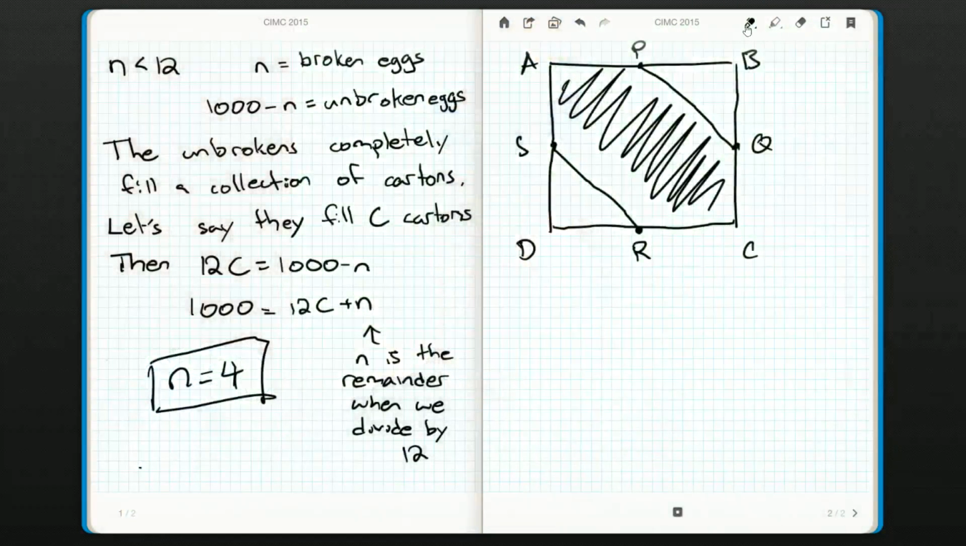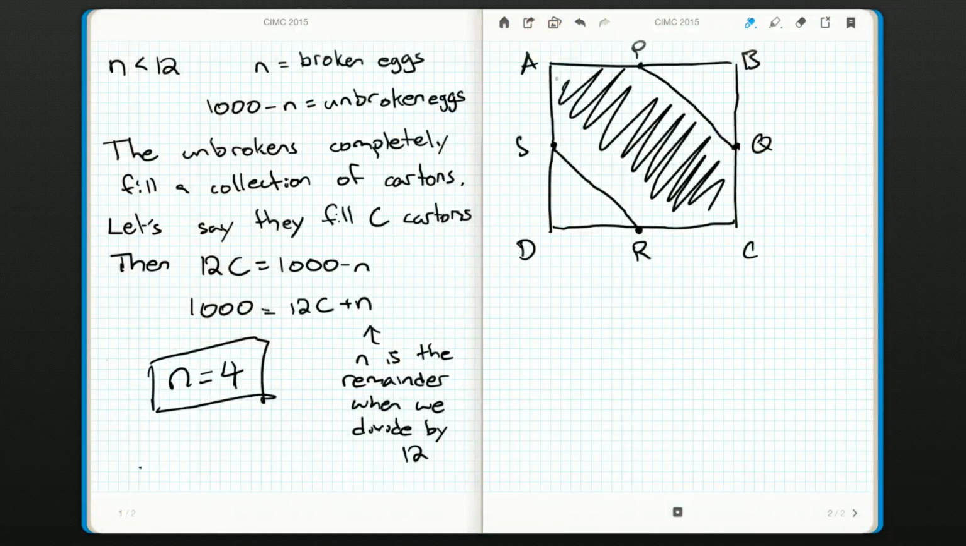The other way is to sort of encase or surround your shaded region with a shape that you know, in this case a square, and arrive at your shaded region by cutting out other shapes that you know the areas of. So actually both methods will work in this particular case. So I'll show you how to chop it up using the blue.